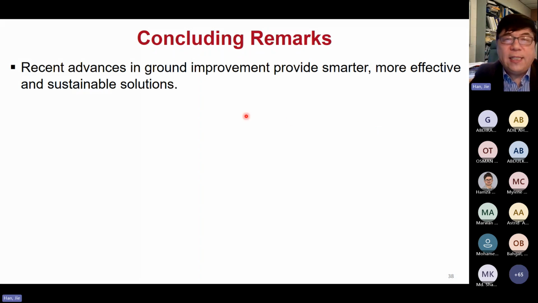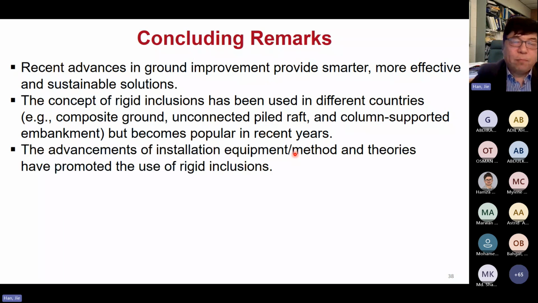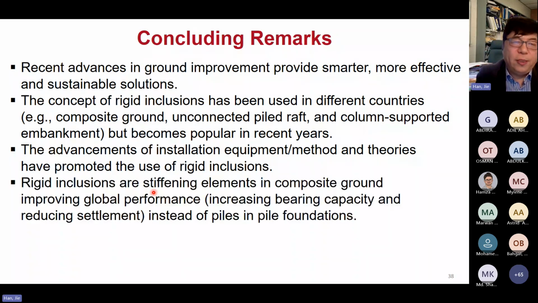The recent advances in ground improvement provide smarter, more effective, and sustainable solutions. The concept of rigid inclusion has been used in different countries. For example, composite ground, unconnected piled rafts, and column-supported embankments have become popular in recent years. So more people now use what is called rigid inclusion. The advancement of installation equipment, methods, and theory has promoted the use of rigid inclusions.